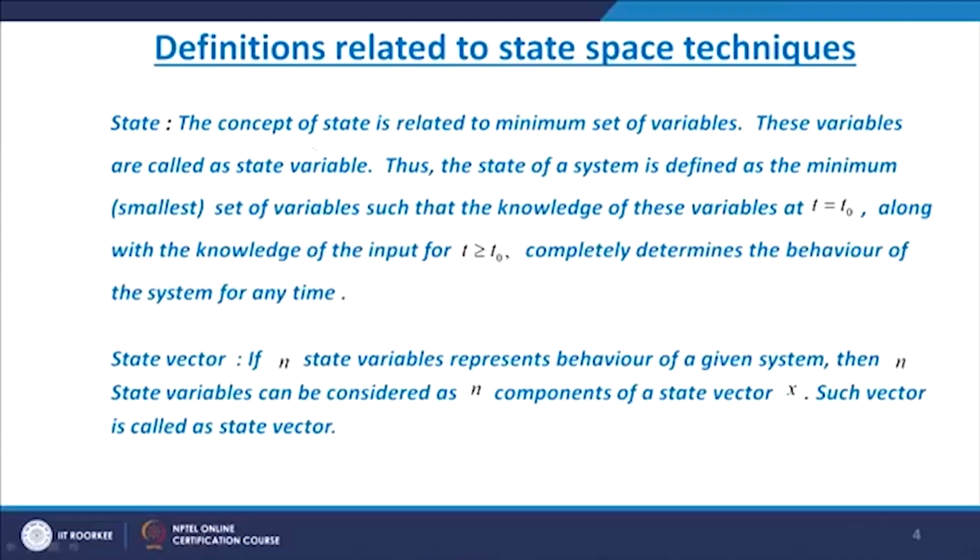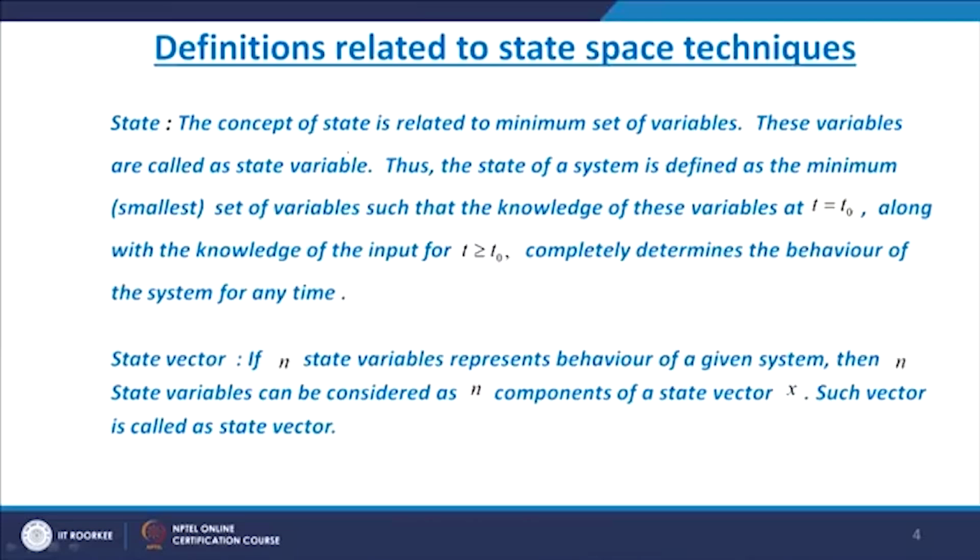Based on that information along with the input we can get the outputs, and different states are possible. So x1, x2, xn are present in terms of a vector, which is called the state vector. Let me read the definition properly. How do we define the state? The concept of state is related to a minimum set of variables; I have told you that your variables should be minimum, not more. These variables are called state variables.